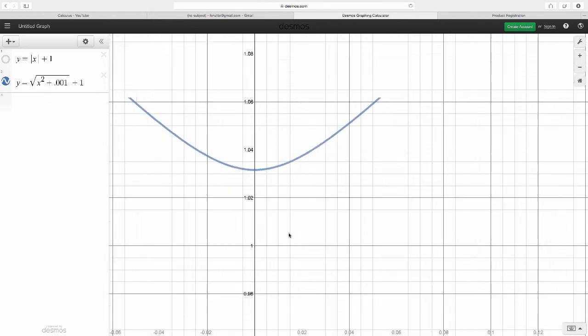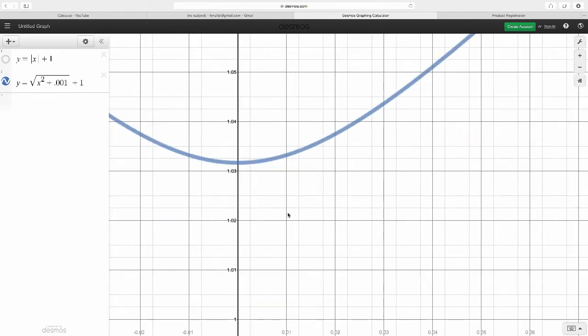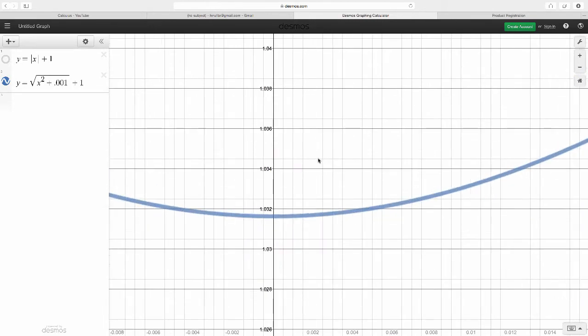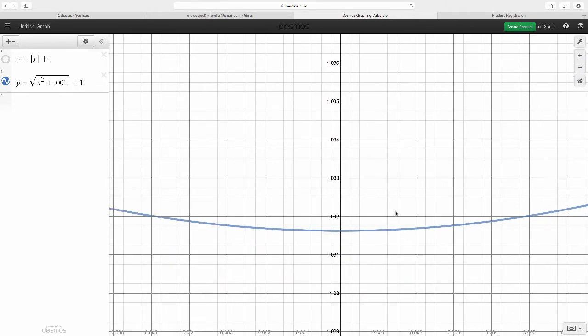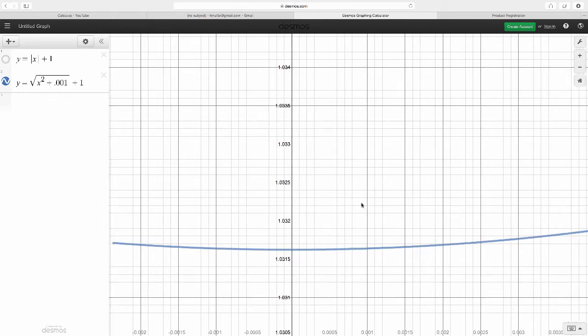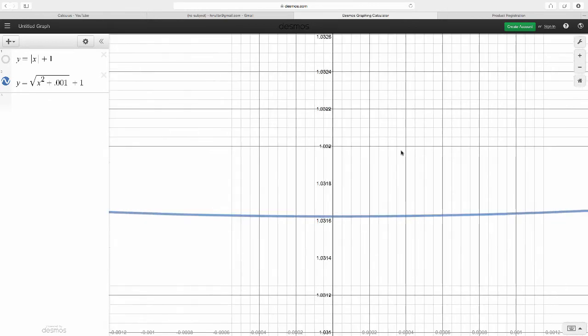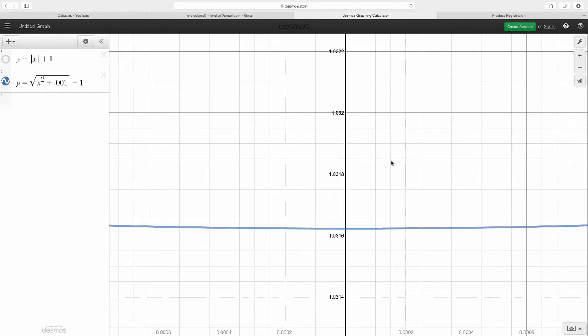So you can see it rounding, and if we zoom in far enough, sure enough, it basically looks like a line. Right? At this scale, you wouldn't be able to distinguish it from a line. It looks like a line. So it's locally linear. That's why it's differentiable at x equals 0.